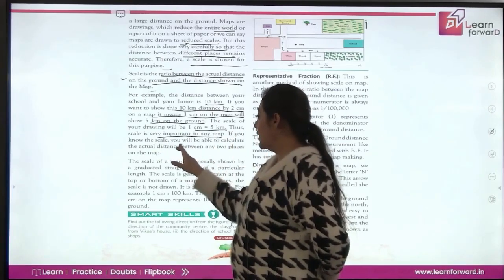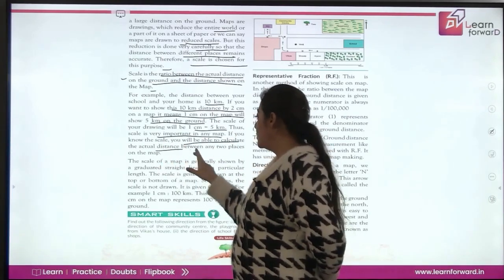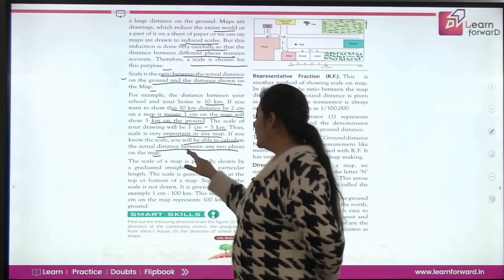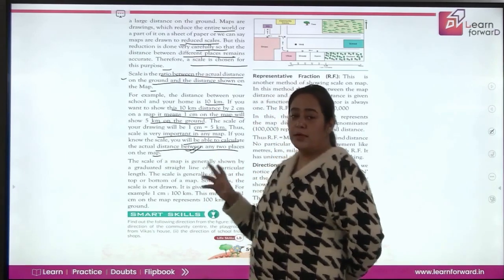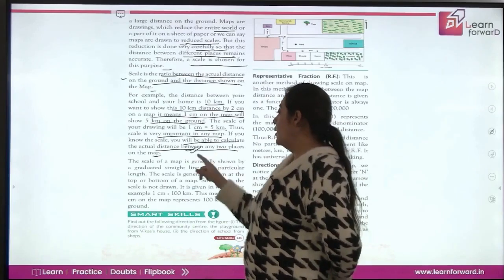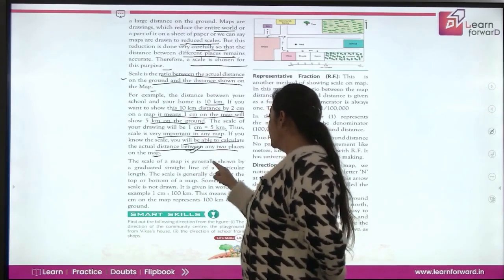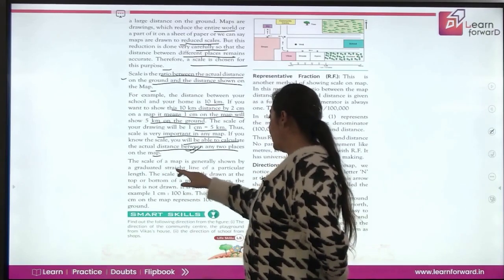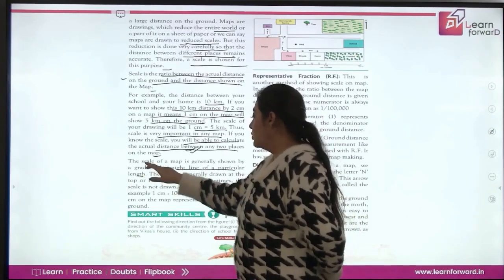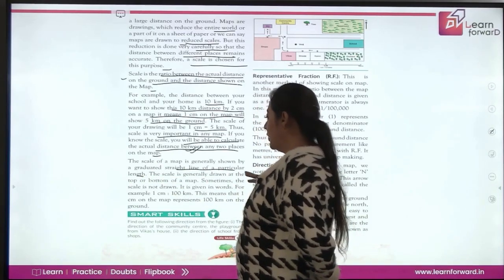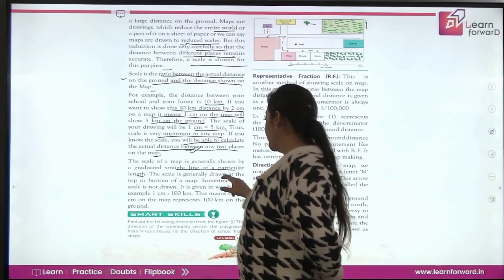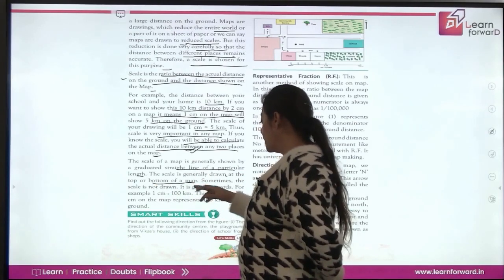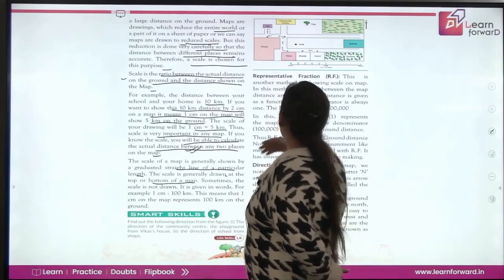If you know the scale, you will be able to calculate the actual distance between any two places on the map. तो अगर एक्चुअल डिस्टेंस नापना है तो आप क्या यूज करोगे? स्केल यूज करोगे, राइट? Scale of a map is generally shown by a graduated line, a straight line of a particular length. तो स्केल को कैसे डिपिक्ट करते हैं? एक लाइन होती है, स्ट्रेट लाइन होता है. तो स्केल is generally drawn at the top or bottom of the map. ये जो स्केल होता है या तो आप टॉप में बनाते हो या बॉटम में बनाते हो.